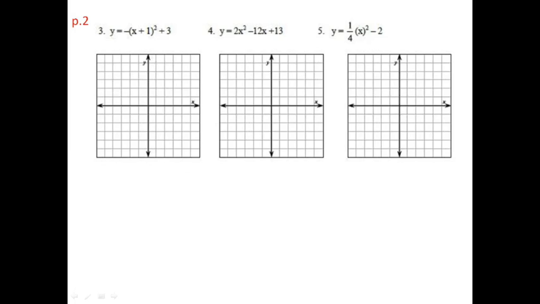For number 3, we have y equals -(x plus 1) squared plus 3. So we're adding a little something here. We're going to start out the same way and say that we have that x plus 1 in parentheses. So our vertex is going to move to the left 1 unit. The plus 3 at the end lets us know we're going to move up 3 units. So we can say our vertex is at -1, 3. Our axis of symmetry passing through there.